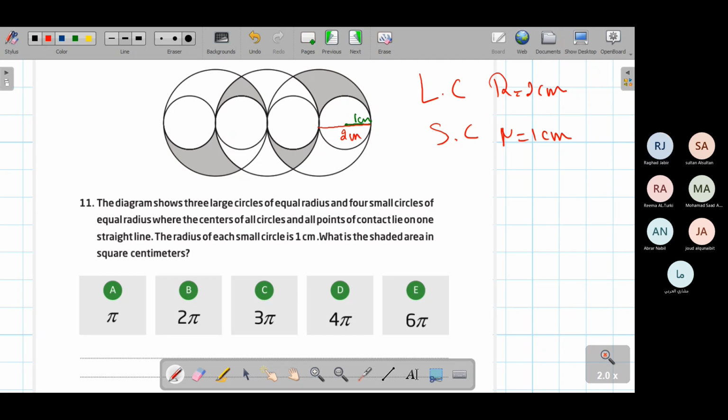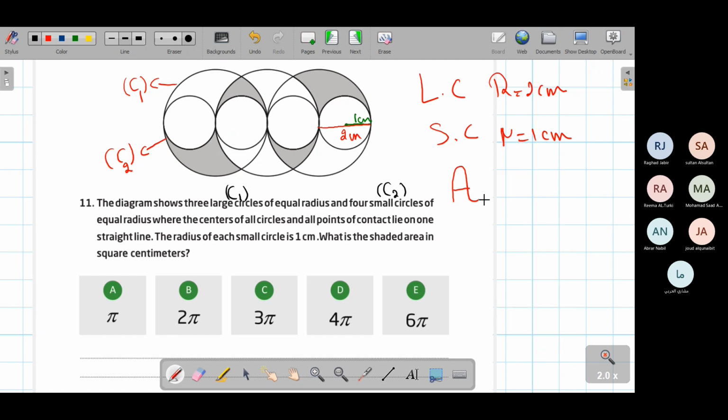Do you have an idea, Ragad? Maybe we find the area of the large circles and then we subtract. Okay, let's find the area of the big circle and the small circle. Let's call this one C and this one C prime. The prime is the symbol only. We can say, for example, C1 and C2. I will write here the large circle C1 and the small circle C2.